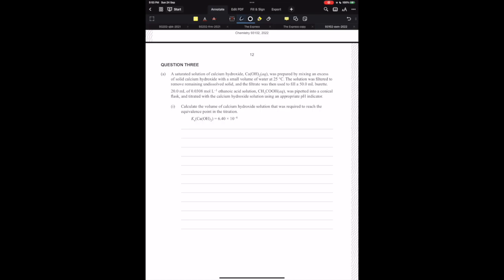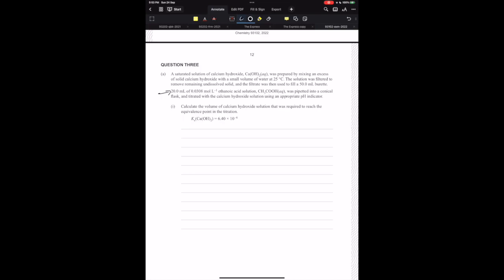So looking at this, we're thinking: what volume of calcium hydroxide solution is required to reach the equivalence point, which means what volume of calcium hydroxide is required to fully neutralize the ethanoic acid solution. We can figure out the number of moles of ethanoic acid quite easily given the concentration and the volume, and so we can figure out the number of moles of hydroxide ions which were used to neutralize that, and that is given from the calcium hydroxide solution. So basically, we can figure out the number of moles of calcium hydroxide.